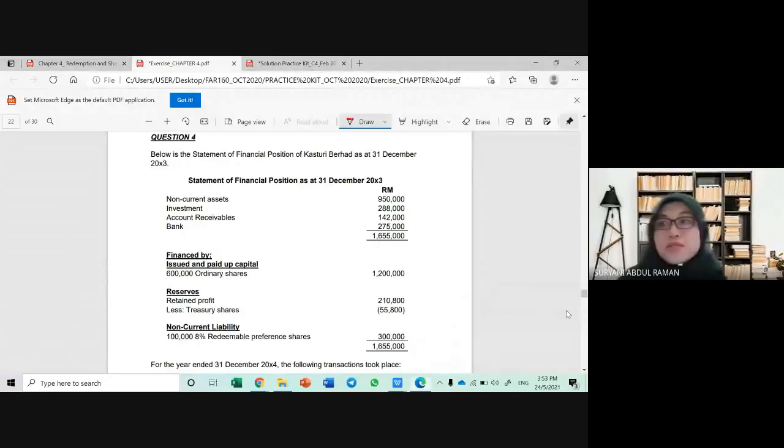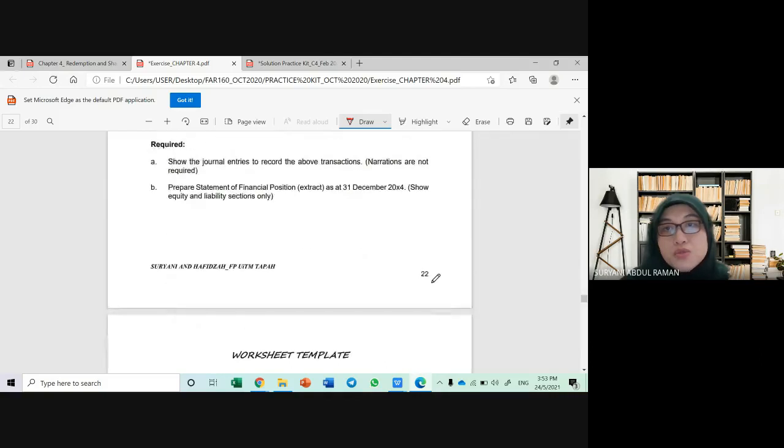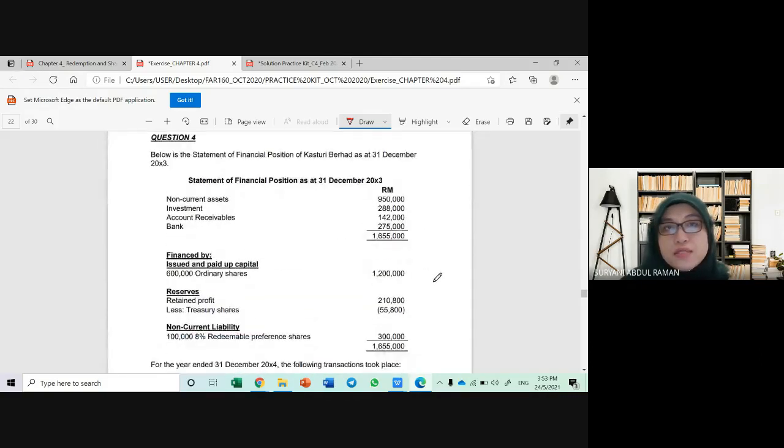Sama Sejahtera once again. So let us continue our tutorial session. This session we are going to discuss the other two questions from the practice kit. They are question 4, Kasturi Berhad on page 22, and the other one will be question 5. Let us go through question 4 together first.